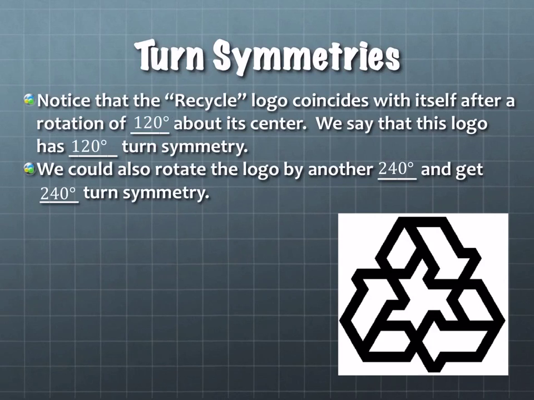However, we could also rotate the logo by another, that's a typo on there, don't write that second number down, this should not say 240. This should say another 120 degrees. After we've turned it 120, we could turn it another 120. And if you add 120 together twice, you get 240. So we could also talk about this having a 240 degree turn symmetry.